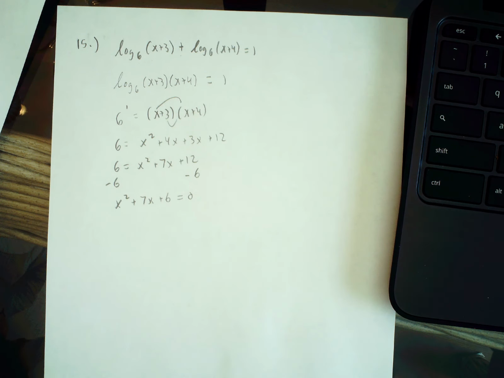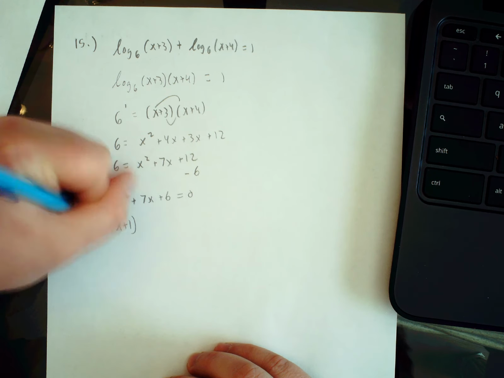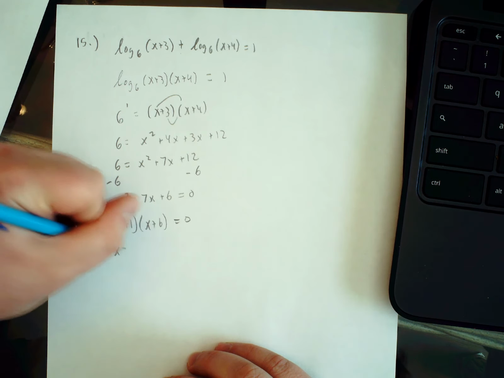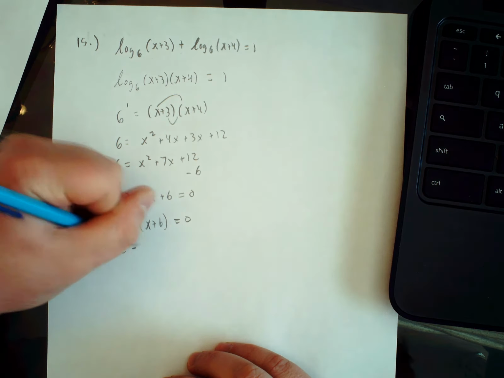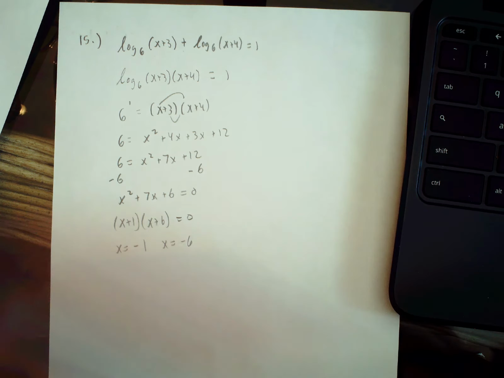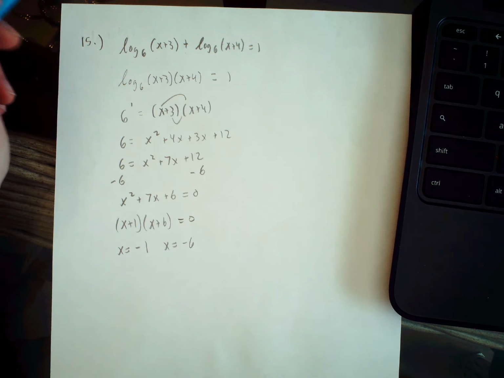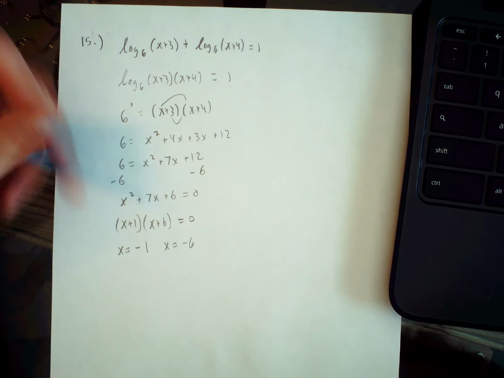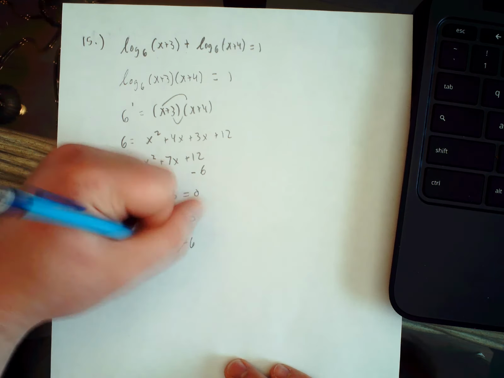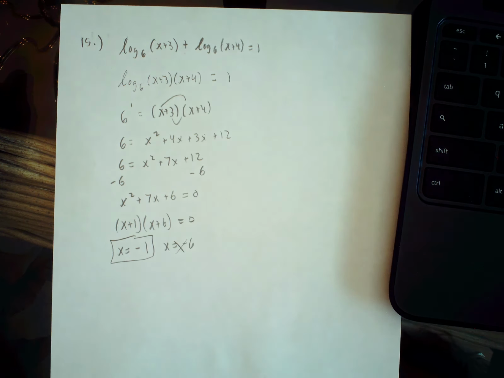Now to solve for x, you're going to have to factor it. So this is going to become (x plus 1)(x plus 6), and those are going to both equal 0. So x equals negative 1 and x equals negative 6. Now, that doesn't mean that those are both your answers. You have to plug this back into here and this back into here to check. Remember, the number you're taking the log of can't be negative. So if you plug negative 6 back into either one of these parentheses, you're going to get a negative number. So that one is no good, and your answer is just x equals negative 1. And that is number 15.